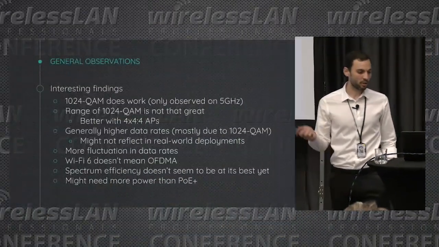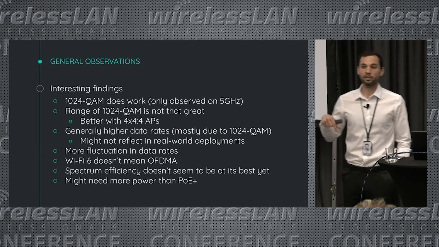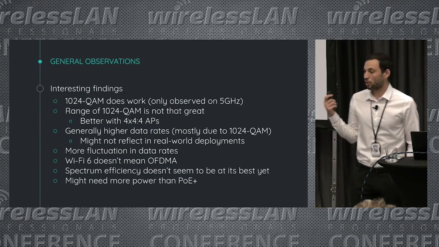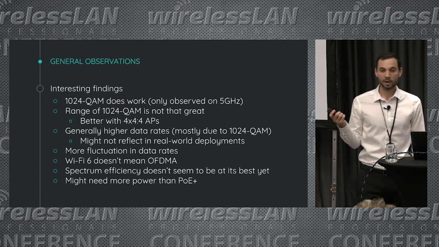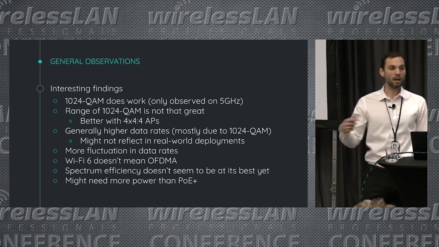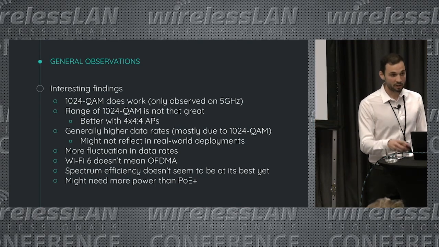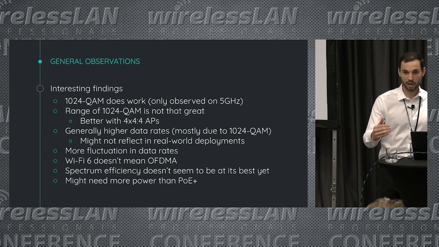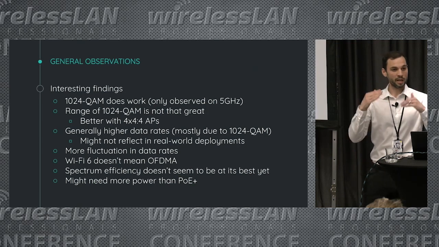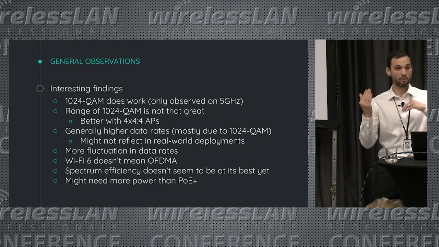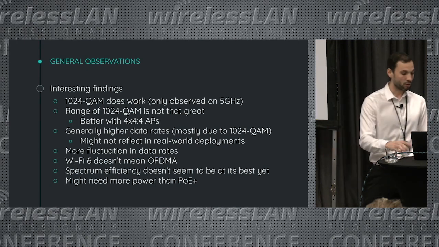A general observation as well that we observed when we did our testing, interesting findings. 1024 QAM does work, but we only saw it on 5 gigahertz. The range is not that great. And what we saw is it worked better with the 4x4 AP. If you have a 4x4 AP versus a 2x2 AP, we had the 2 and we thought that 4x4 was working better. You do get better data rates, but mostly due to 1024 if you're close enough to the access points. But what we realized as well is we had a lot more fluctuation in the data rates, right? Sometimes the clients were trying to do 1024 to 256 QAM, so that was creating more fluctuation than what you have with Wi-Fi 6 currently.